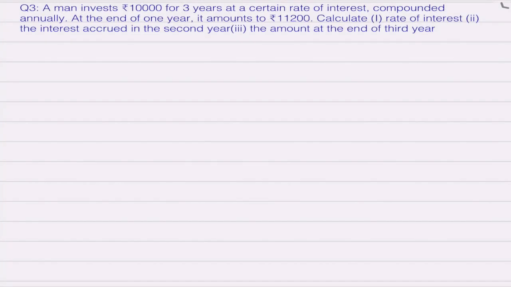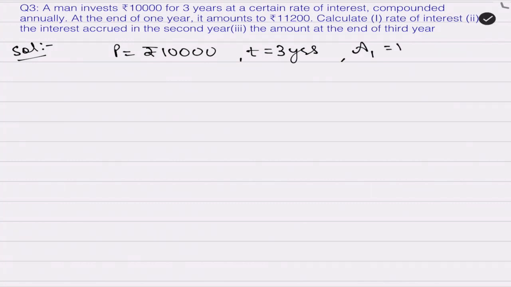Next question is question number 3. A man invests rupees 10,000 for 3 years at a certain rate of interest compounded annually. At the end of 1 year, it amounts to rupees 11,200. Calculate the rate of interest and the interest got in the second year and the amount at the end of third year. So see children, in this question, what is given? The principal is rupees 10,000. Time period is 3 years and the rate of interest is missing and amount at the end of first year is 11,200.